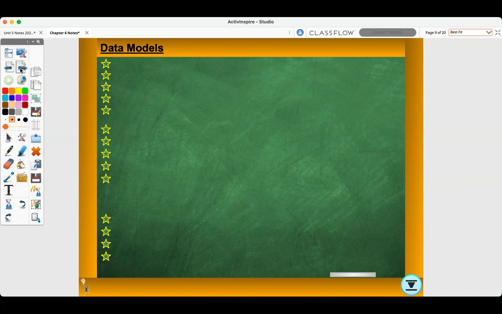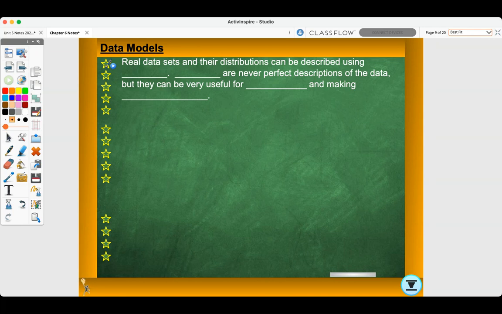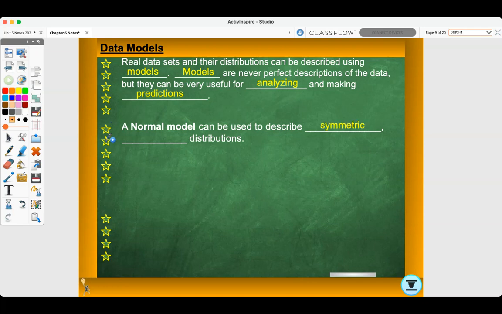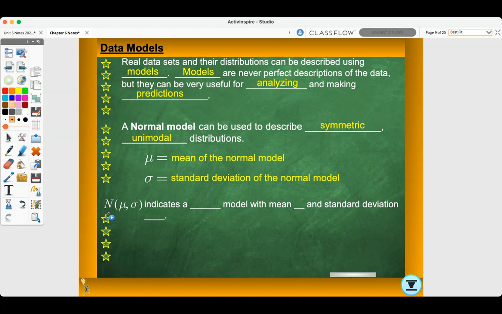So let's talk about data models. Real data sets and their distributions can be described using models. Models are never perfect descriptions of the data, but they can be very useful for analyzing and making predictions. A normal model can be used to describe symmetric, unimodal distributions. Mu is the mean of the normal model. Sigma is the standard deviation of the normal model. N with parentheses mu and sigma, so that stands for the normal model with its mean and standard deviation, indicates a normal model with mean mu and standard deviation sigma.